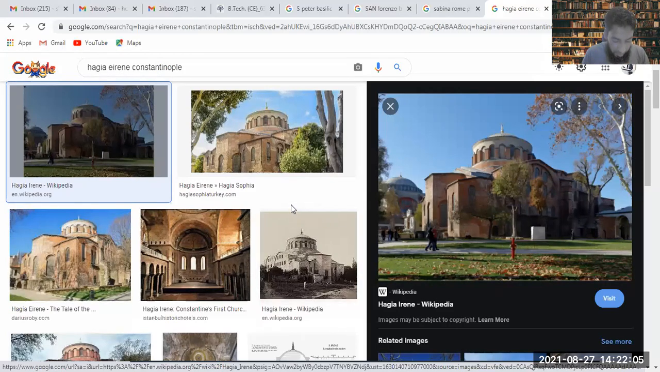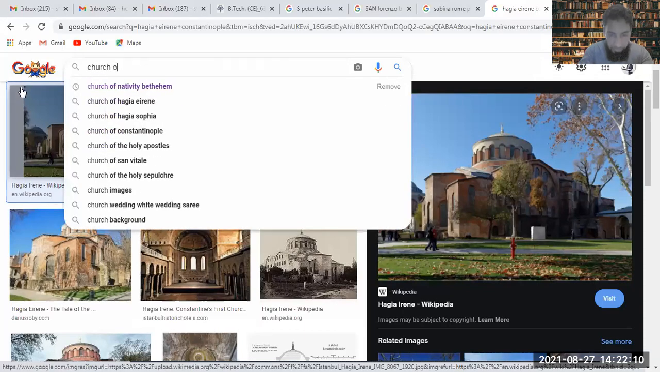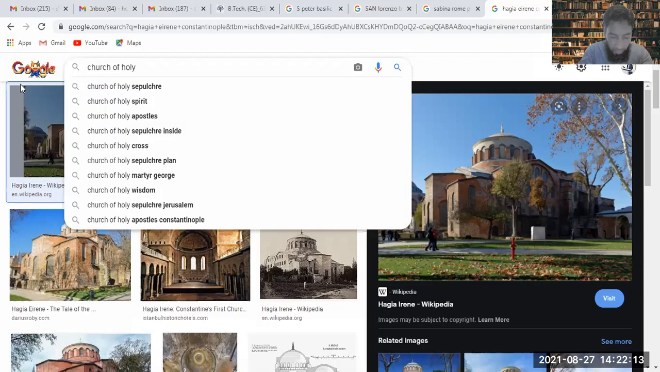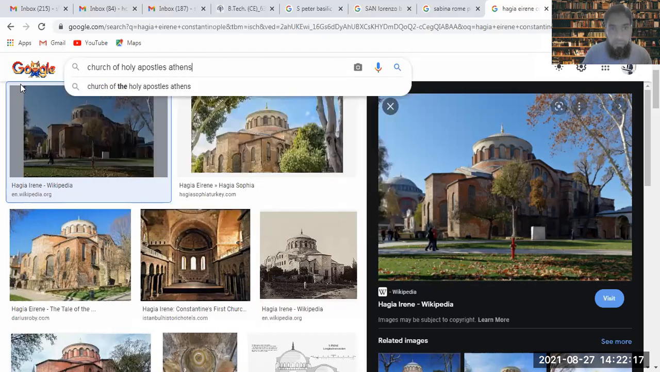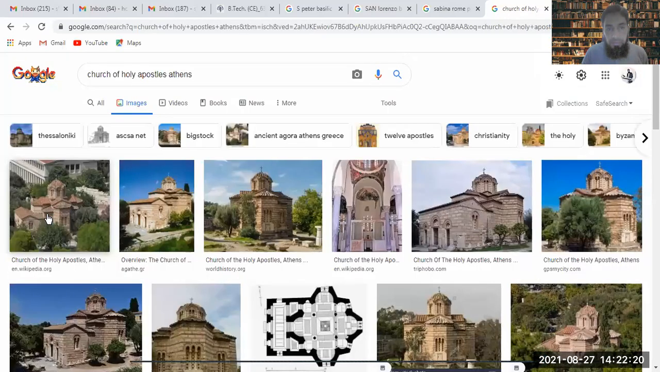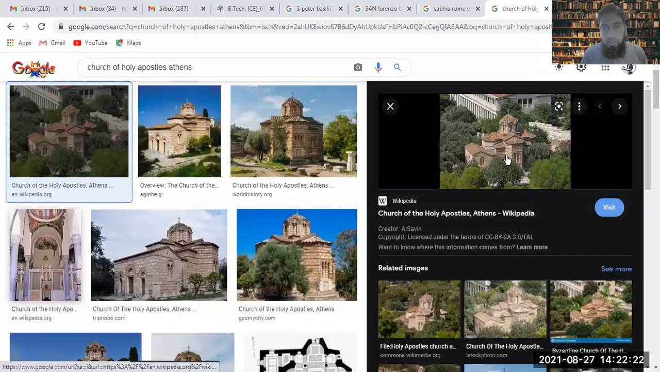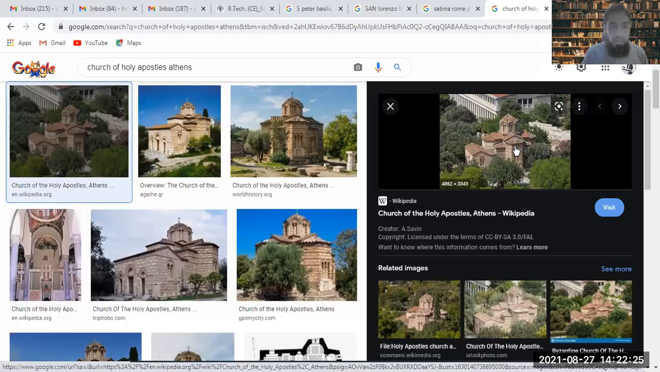Then you have a similar structure, the Church of the Holy Apostles, and this is in Athens. Although it does not have a dome, it has small dome-like features. But the main principle of construction is almost the same. Again, this was constructed in the 11th century.